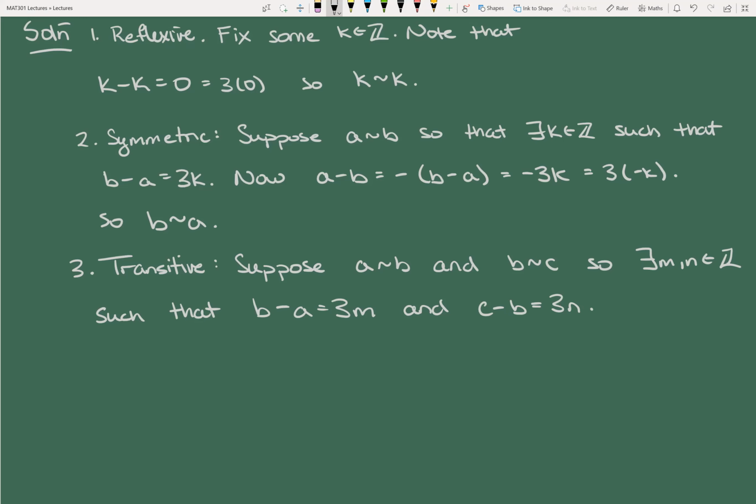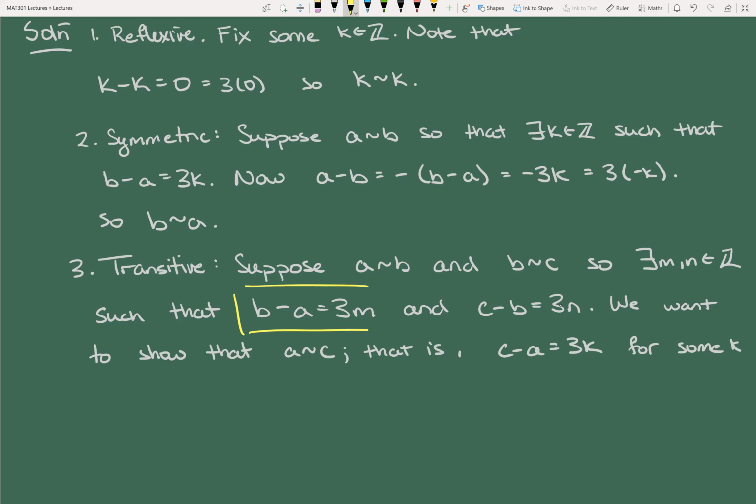So what is it we're trying to show? We want to show that A is related to C. So we want to show that A is related to C, right? And again, I'm even going to write down what that means. You obviously don't have to, i.e., that is that C minus A is 3k for some k. Okay, and here's what we've got. We've got this bit of information and this bit of information, right? These are our only assets. These are the only things that we have access to. And I need to say something about C minus A.